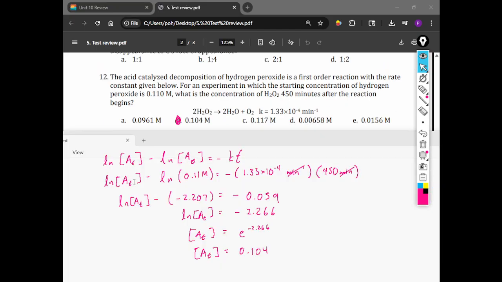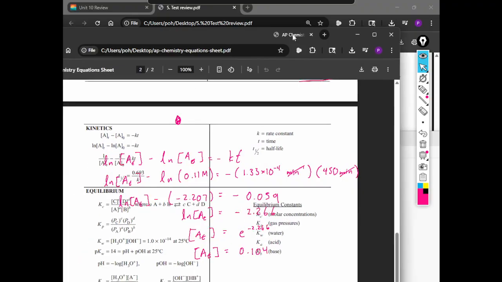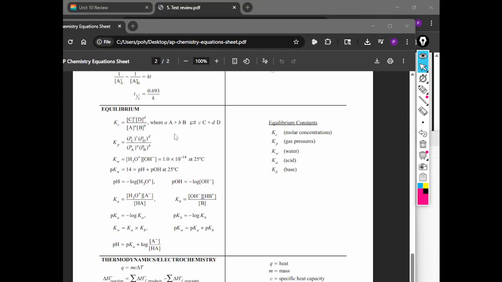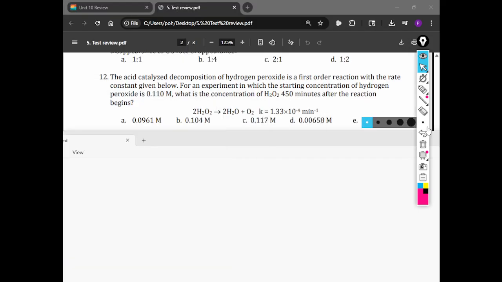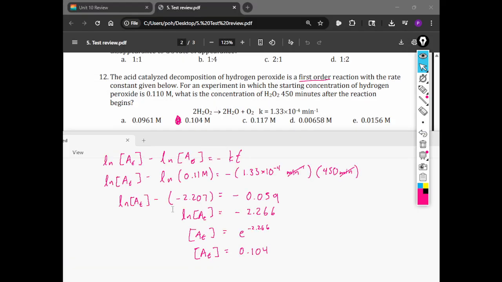Okay, so for this one, it tells us that it is first order. So if it is first order, that means we have to look at the AP equation sheet and use the first order concentration equation, right? If you have your AP equation sheet, this right here is the first order one. Remember, they go in order 0, 1, 2. So we are using this equation right here, the second one in the kinetic section. We're going to use that equation, and we just plug in our values for each variable.